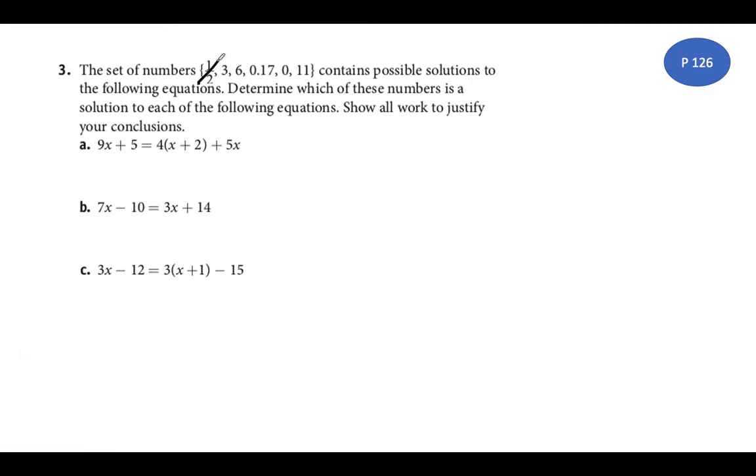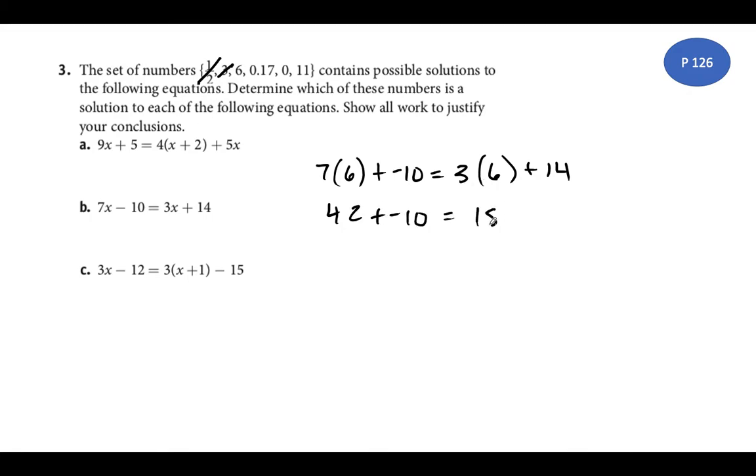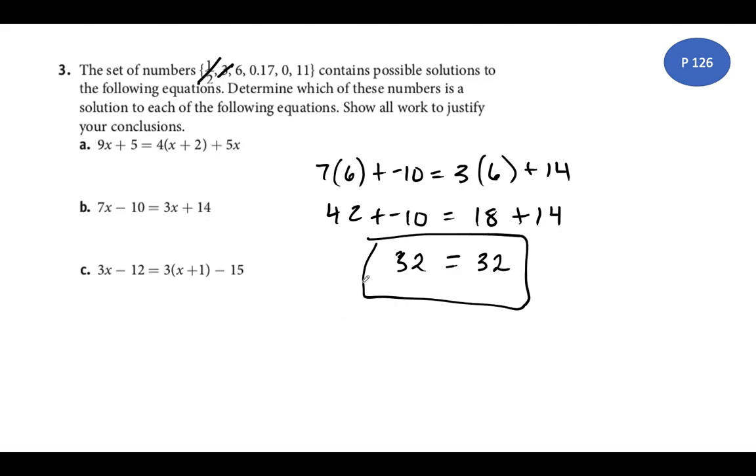Let's try 6. 1/2 didn't work, 3 didn't work, so I have 7 times 6 plus negative 10 is equal to 3 times 6 plus 14. 7 times 6 is 42. 6 times 3 is 18. 42 plus negative 10 is going to be 32. And 18 plus 14 is 32. There we go. Magic! Both sides are equal to each other.